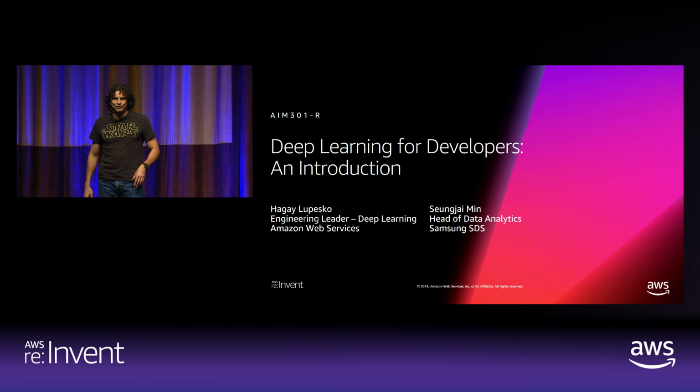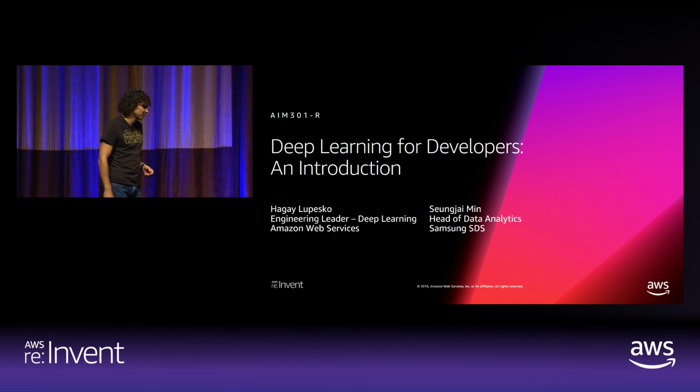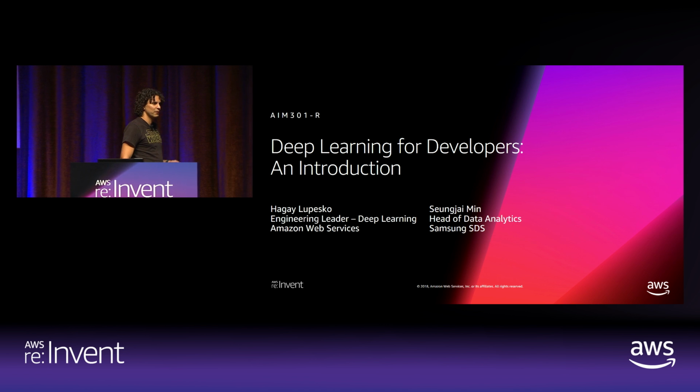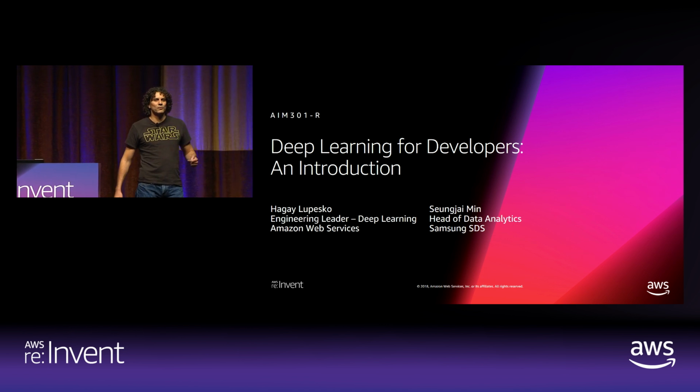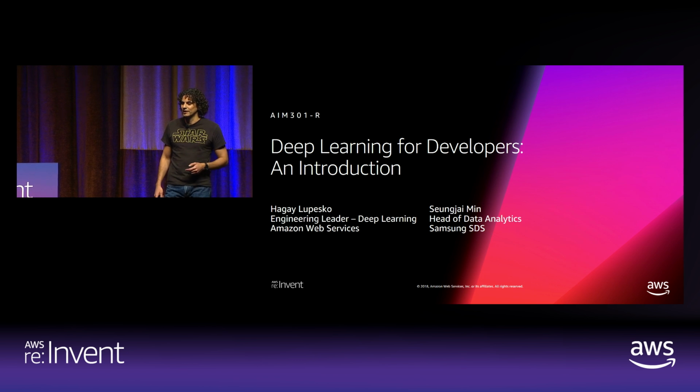So a bit about myself. I'm an engineering manager with Amazon AI based in Palo Alto, California. I'm leading a team that focuses on building deep learning tools and frameworks and systems for developers and scientists, folks like yourselves, so you'll be able to use deep learning and AI in your applications and services.